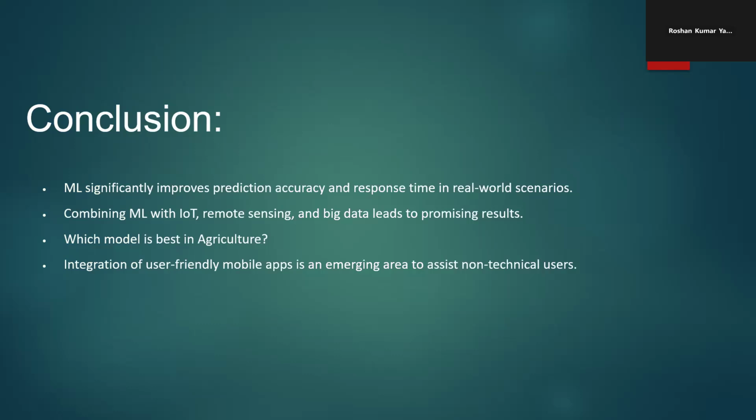Machine learning also significantly improves this issue. And if we combine machine learning with IoT, like remote sensing, and big data, we can predict more accurate results. Here we analyzed different sorts of models and found the best model for the different categories. And if you want to integrate this machine learning, there must be user-friendly mobile applications and websites to assist non-technical users.